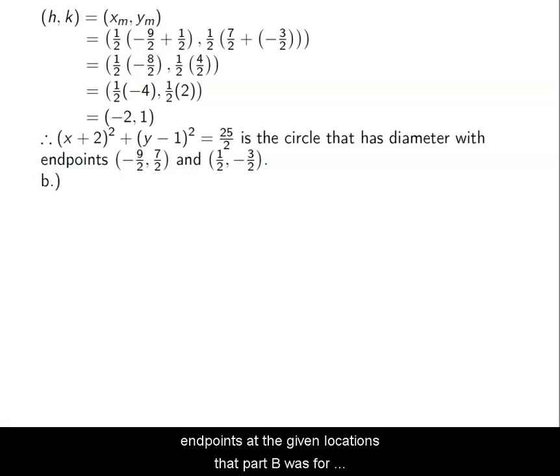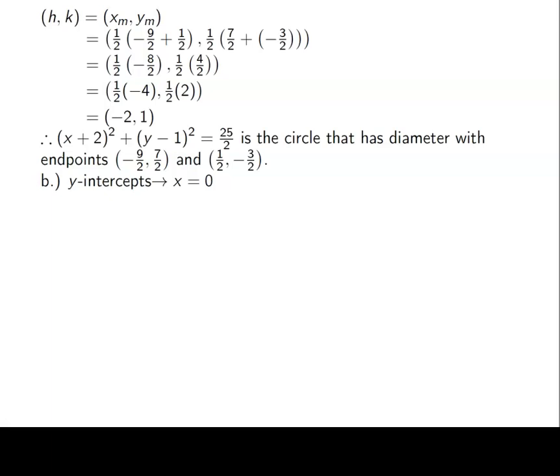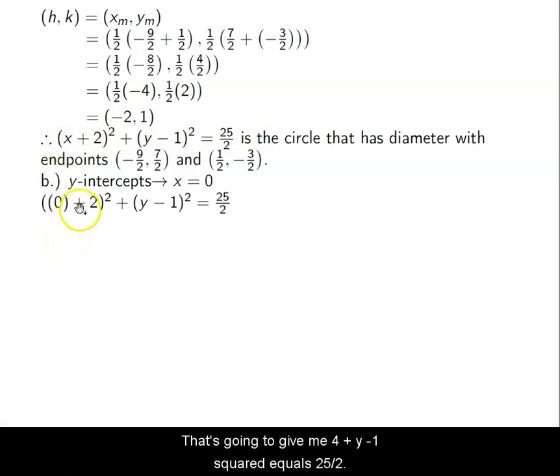Now part B was for us to find the x and y intercepts. We know that y-intercepts occur when the opposite value is 0. So if we're looking at y-intercepts, x is 0. So I take this equation and make x equal 0. That's going to give me 4 plus (y minus 1) squared equals 25/2.